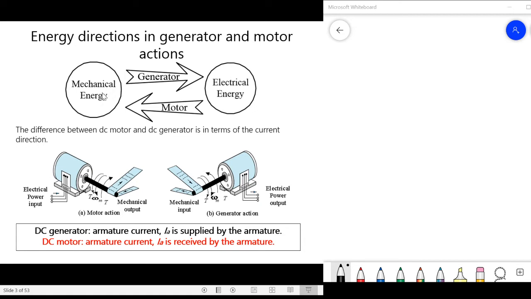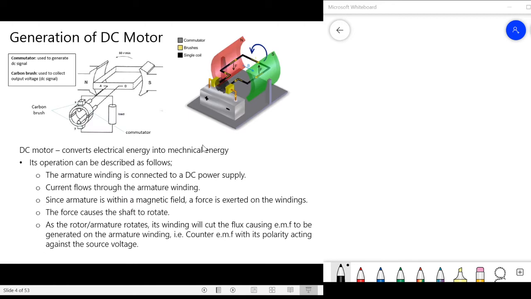Ni definitions of generator, convert from mechanical to electrical. Kalau motor, convert from electrical to mechanical. Contoh generator saya selalu bagi dynamo, basikal. Contoh motor, blender kat rumah, kipas angin, whatever so on. Ni selalu saya ulang. The difference between DC motor and DC generator in terms of the current direction. So kalau motor, current masuk, generator current keluar, kan? Right? So next, generations of DC motor.